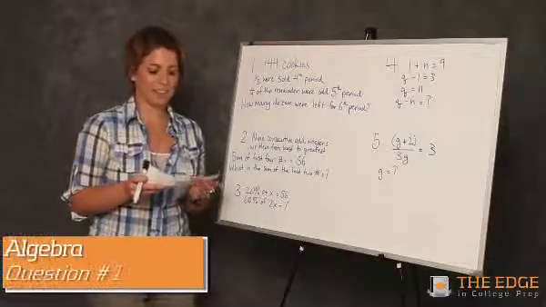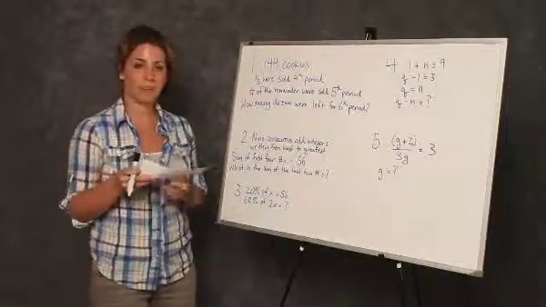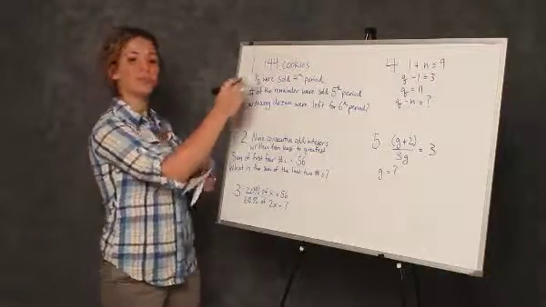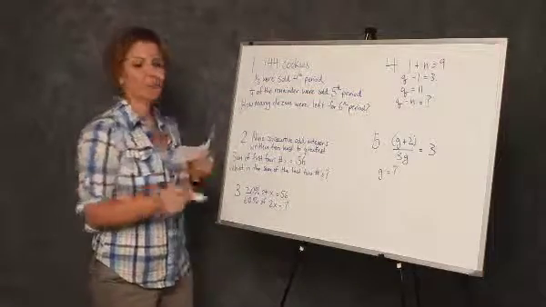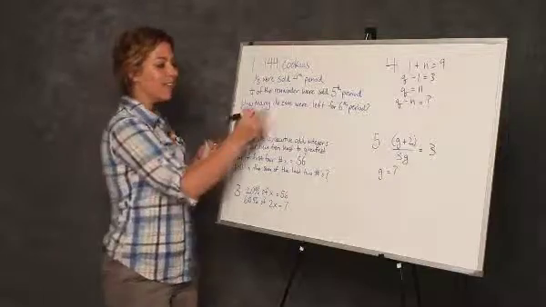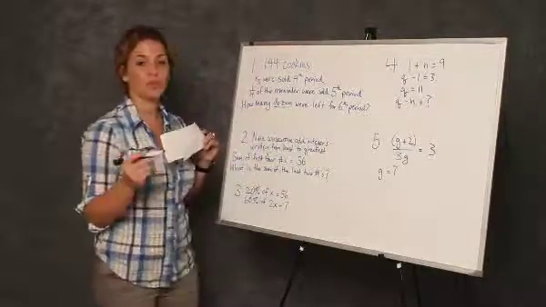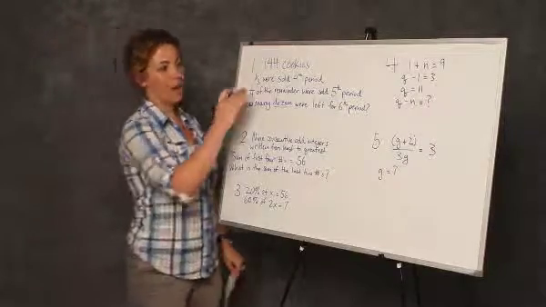So number 1 tells us that there were 144 cookies at a high school bake sale. So if 1/3 were sold 4th period and 1/4 of the remaining cookies were sold 5th period, how many dozen were left for 6th period? So let's first work this out period by period.